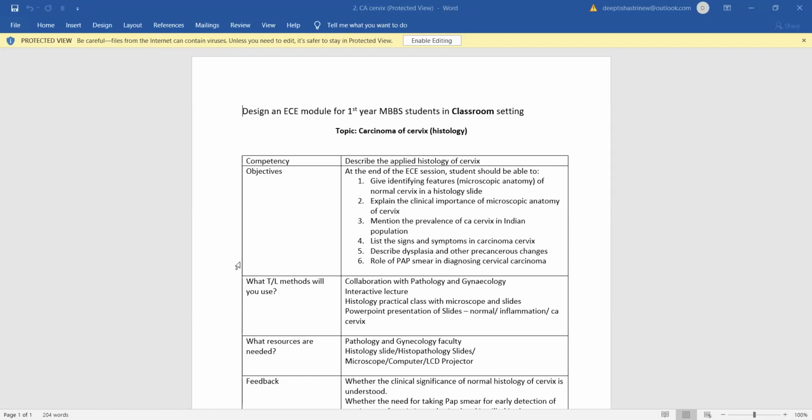So we will have to have clear-cut planning for how to conduct the ECE session in a classroom also. Maybe we'll role play with a simulated patient, or all these elements should be incorporated into that, and we have to conduct the session in the classroom setting. That is what I understand. I don't know others' opinions, please.